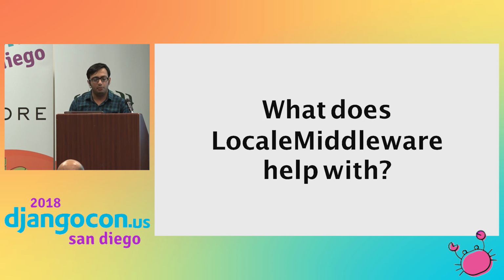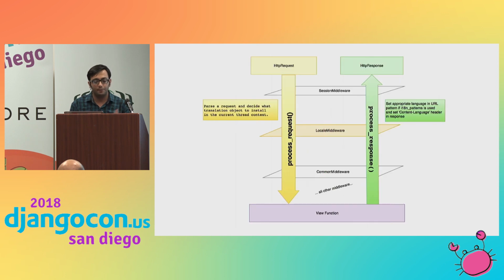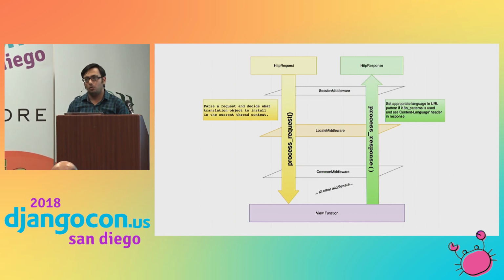So what does the local middleware help with? It's a secret sauce in the translation machinery. Let's have a look at Django's request response cycle to understand it in a better way. It does the following. For the request part, it passes it and decides what translation object to install in the current thread context. For the response part, it does two things. So first of all, it will set the content language header in the response for the client to know what language is used in the response.